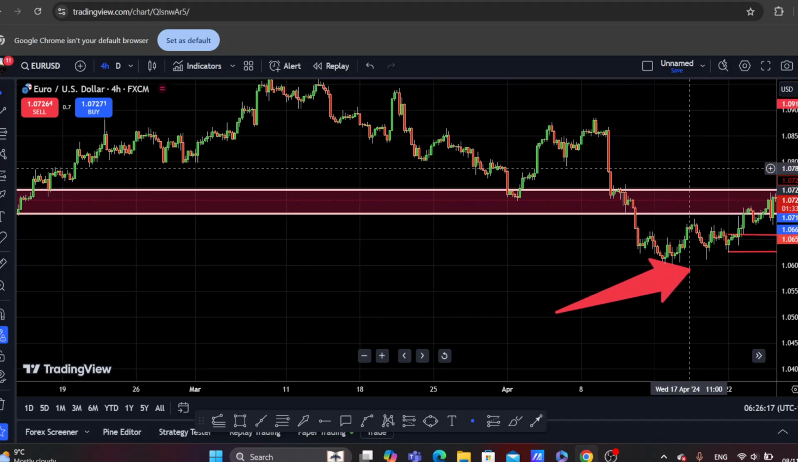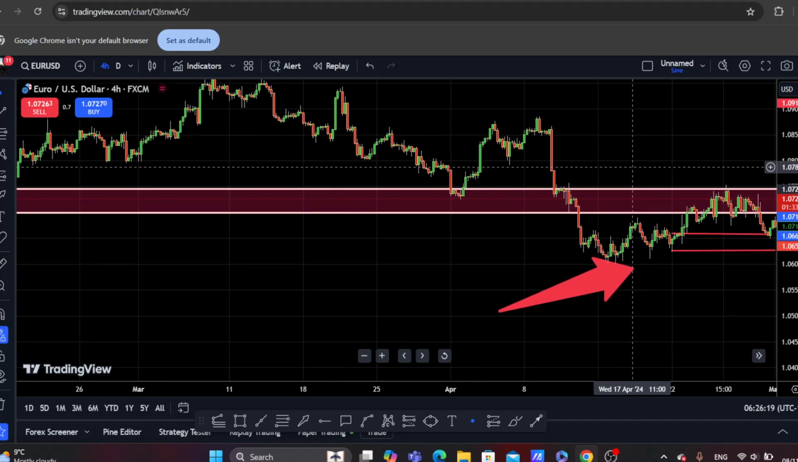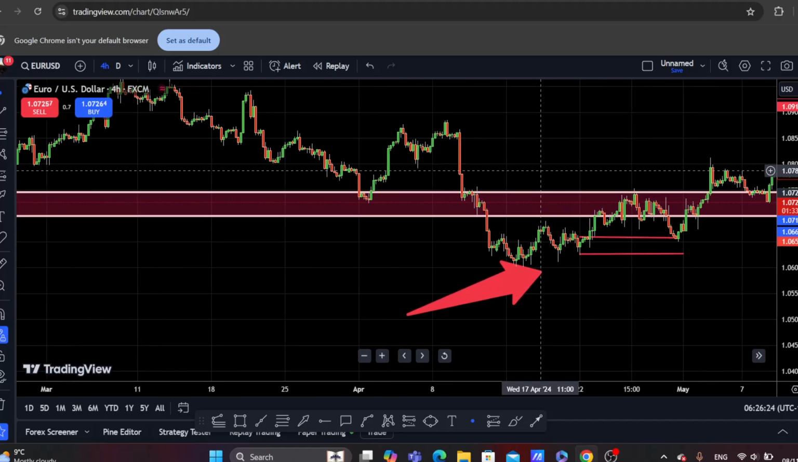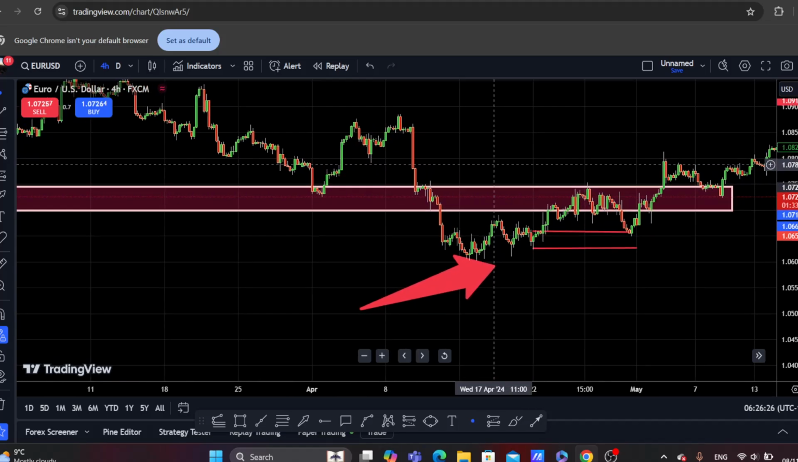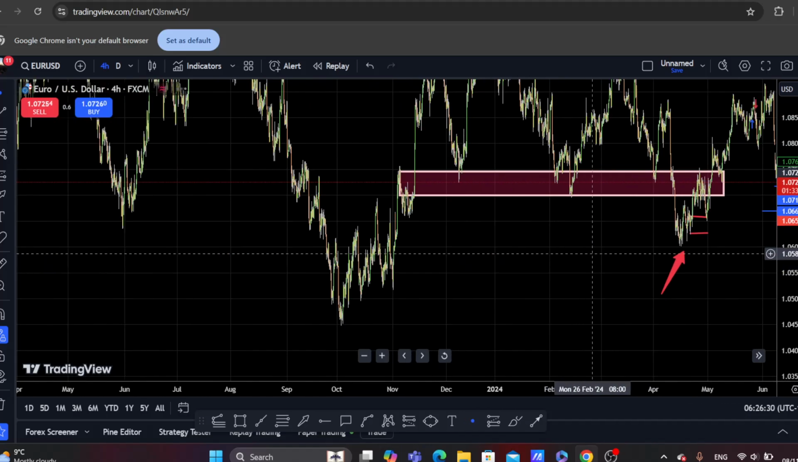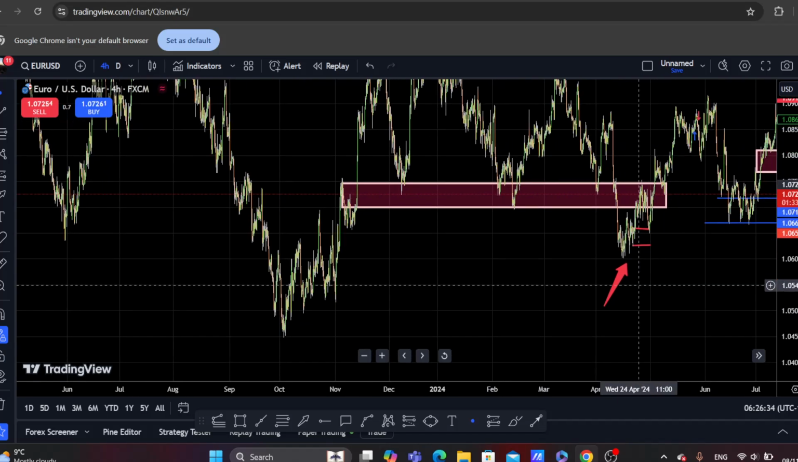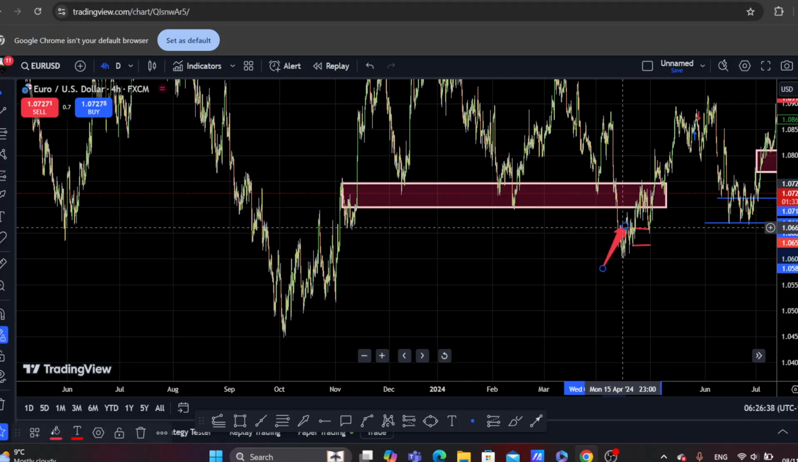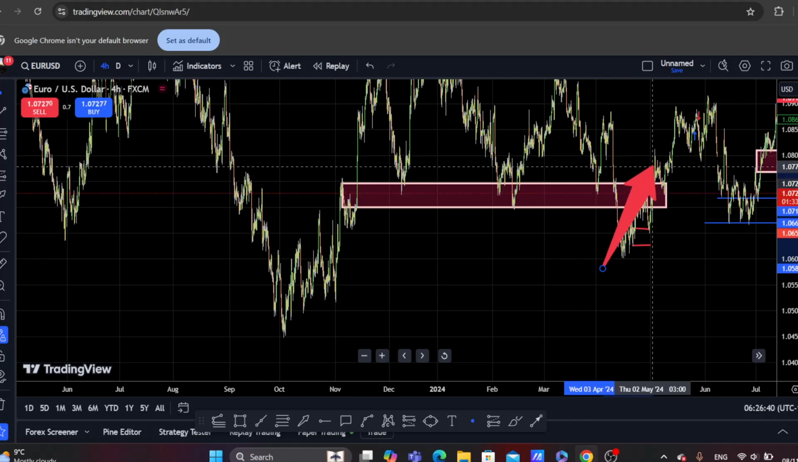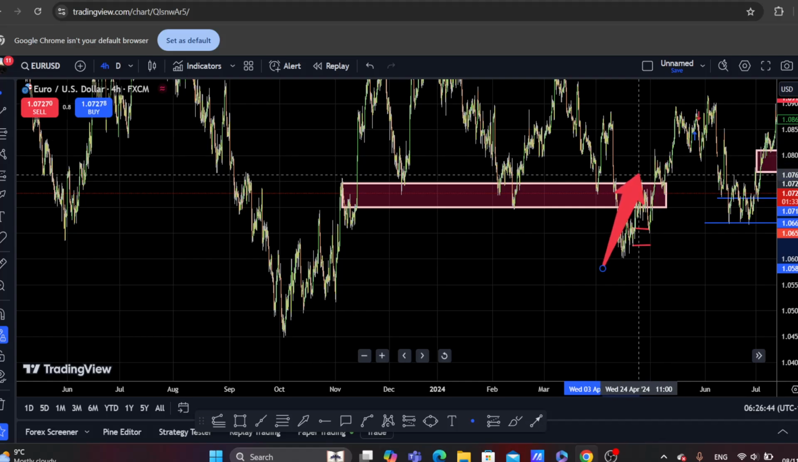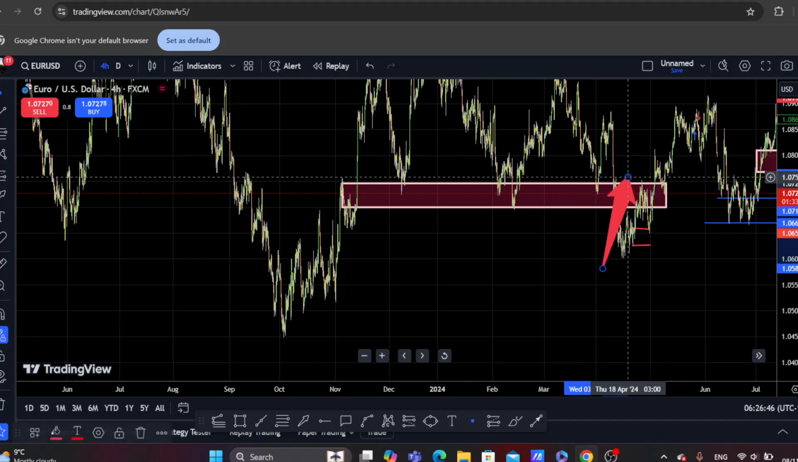Okay, I will explain again. So let's move to the right. Right, so now we've pushed back up. When we went back up, what happened was we've taken out.